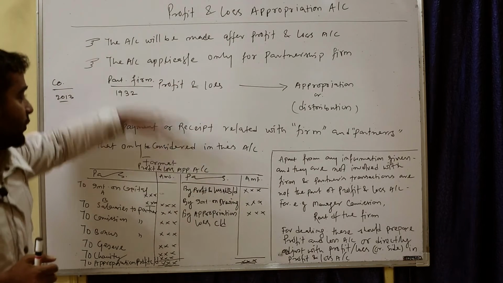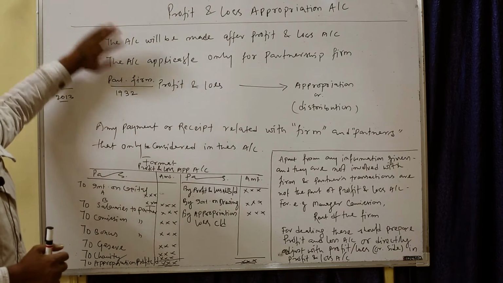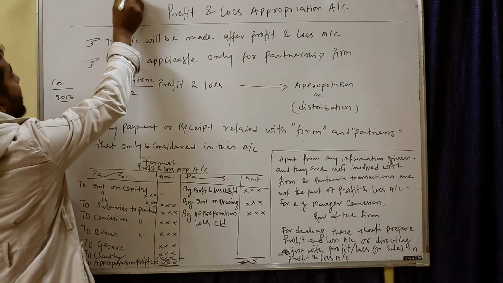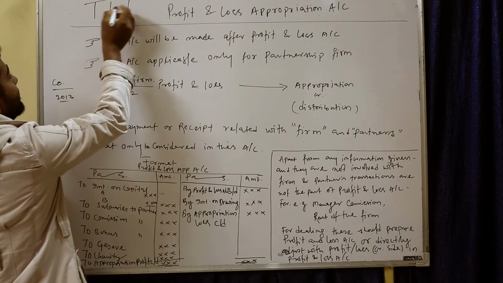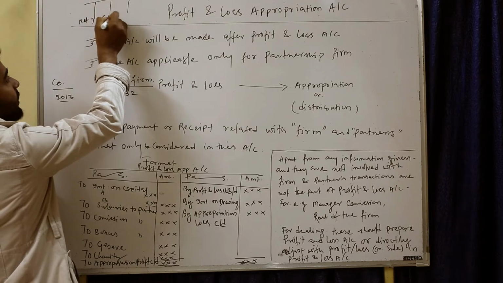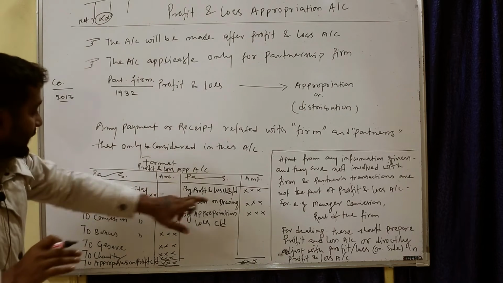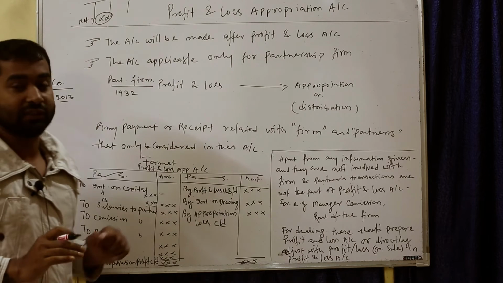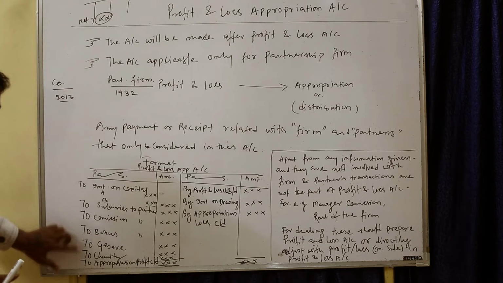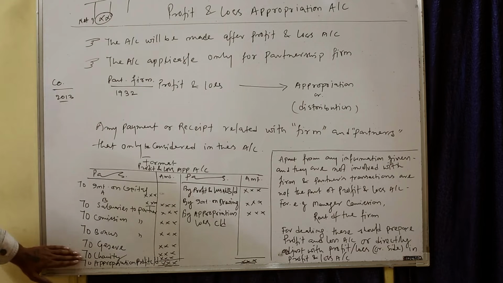That means before this I made a profit and loss account. For example, the profit and loss account I made here, and after that I get the net profit here. This profit I am considering here as by profit and loss account. Out of this profit I am paying all these 6 things.